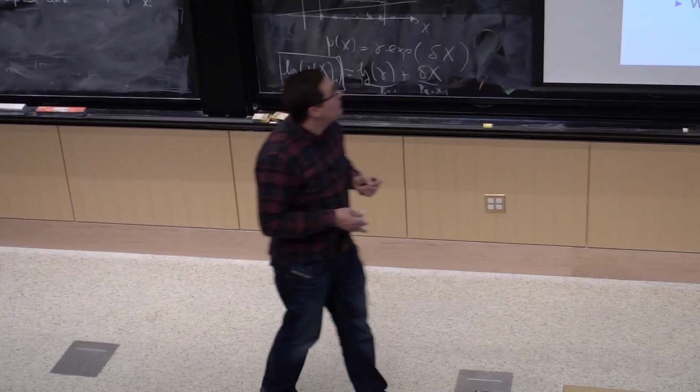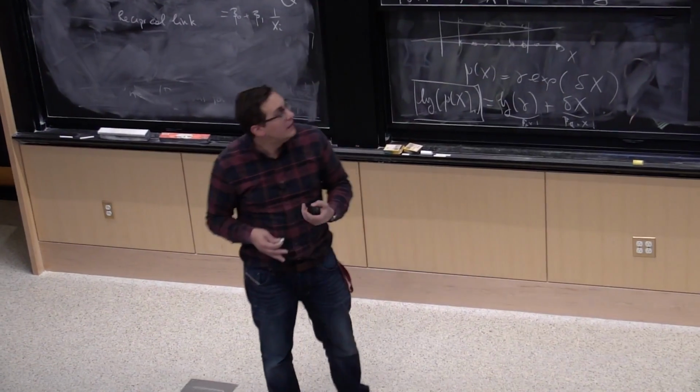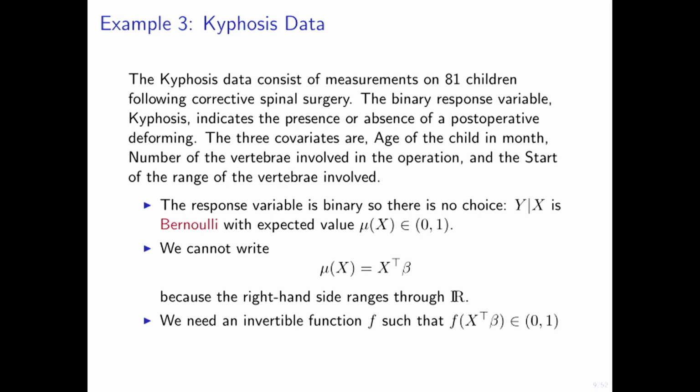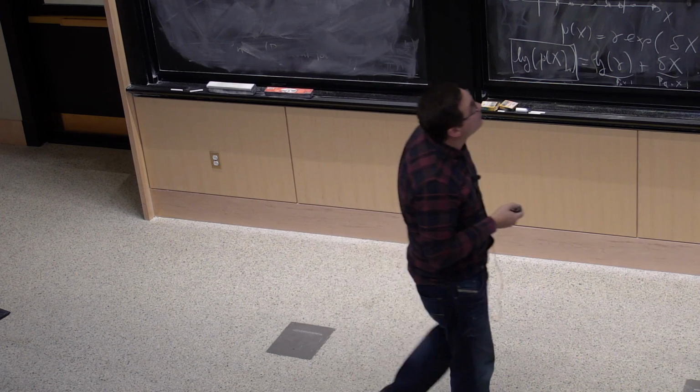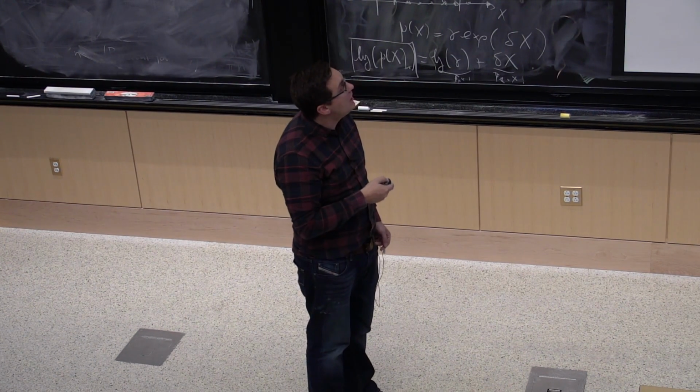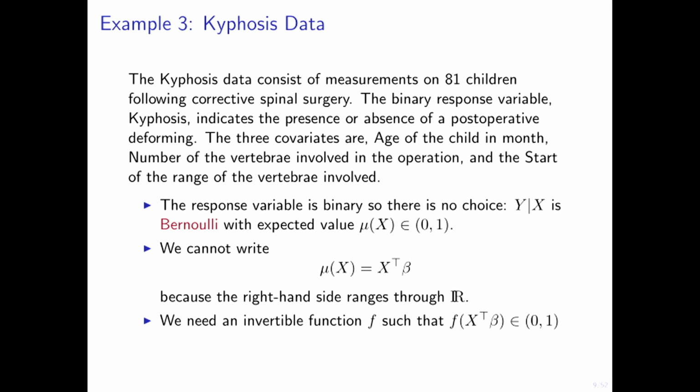All right, third example. Here we have a binary response. Essentially, the binary response variable indicates the presence or absence of postoperative deformity, kyphosis, in children. And here, rather than having one covariate, which in the first example was time and in the second example was the density, there are 3 covariates that you measure on children. The first one is the age of the child. The second one is the number of vertebrae involved in the operation. And the third one is the start of the range, so where it is on the spine.